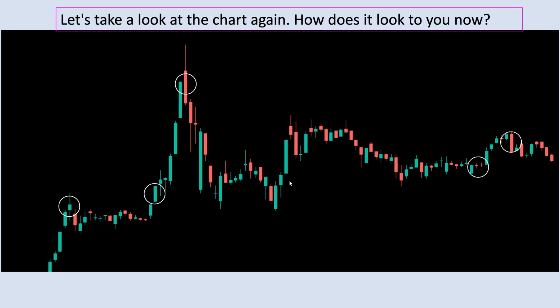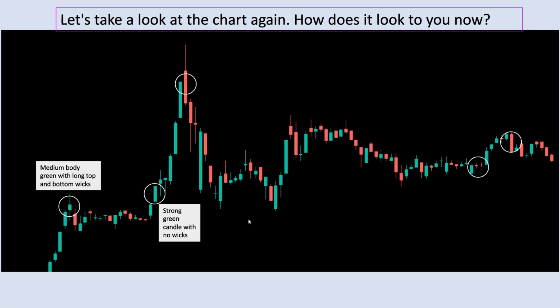so let's take a look at the chart that I showed you in the beginning. How does it look to you now? Okay, so I circled here some kind of random points, right? What's this one? Well, that's a medium green body with long top and bottom wicks, right? How about this one? Well, that's a strong green candle with no wicks. Very bullish. Okay, how about this one over here? Oh, that's a very big red candle with a long top wick. Correct again. This one, yeah, double red dojis, small wicks. Can you see those dojis right there?